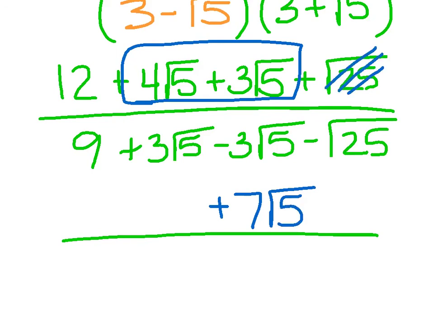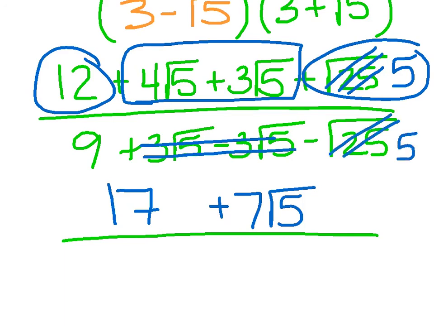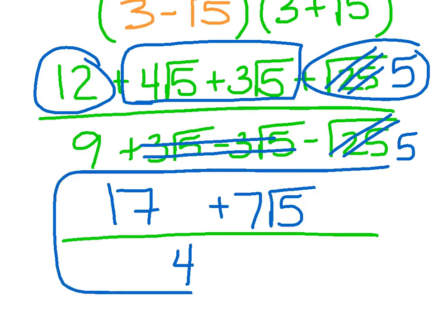I know this last term is going to turn into a 5, so 12 plus 5 should get me 17. My conjugates in the bottom should cancel, and this radical 5 will turn into a 5, and 9 minus 5 should be 4. Last quick check. No like terms on the outside here, can't break radical 5 down, so I would say we are good to go.